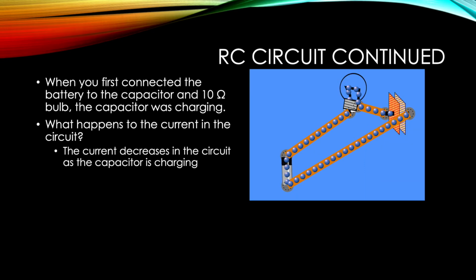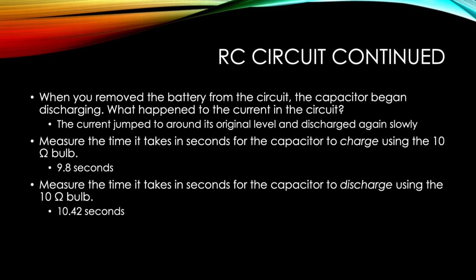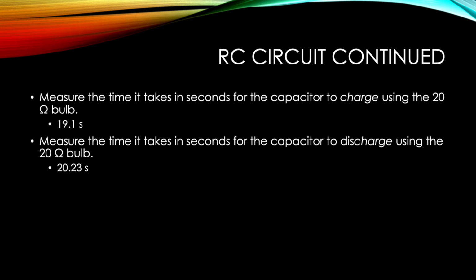The current in this RC circuit decreases as the capacitor is charging. Right after we removed the battery from the circuit, the current jumped up to around its original level and discharged slowly. When I manually timed it, the capacitor charged in 9.8 seconds and discharged in 10.42 seconds. I performed the same experiment with the 20 ohm bulb and it took around twice as long. Theoretically, these two values should be the same, but I manually timed them and thus they're a little off.